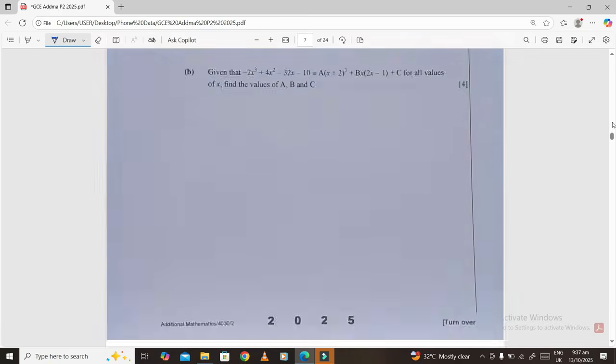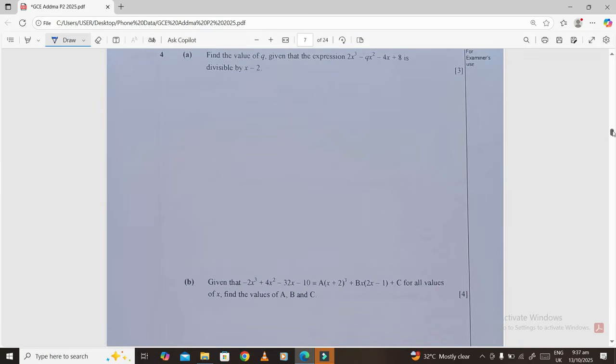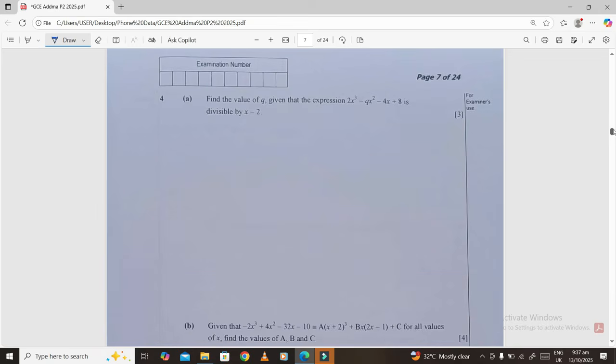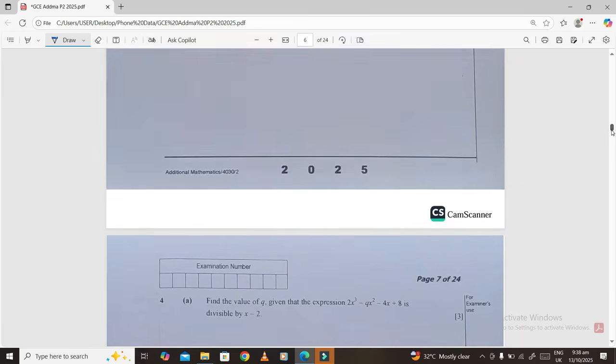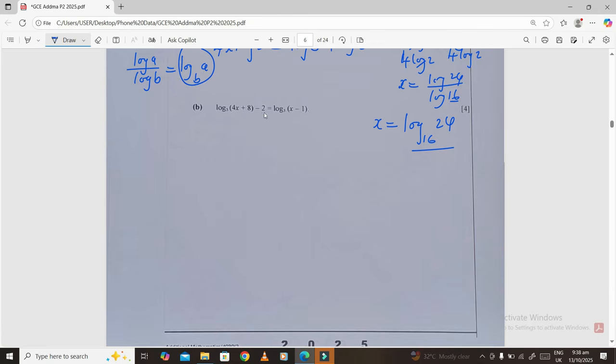Okay, so now we go to the next question, question 4. For question 4 here, they're saying find the value of q. To find the value of q, basically what we need to do here, have we skipped any? Yeah, we've skipped this one. First, we have to answer question B. For question B, the first thing will be to group the like terms.